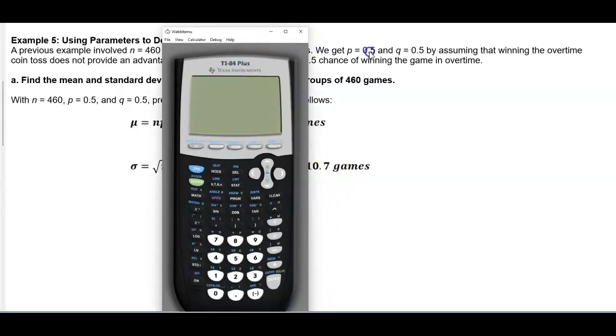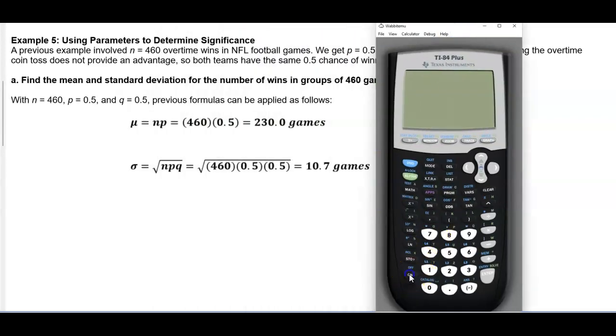Let's just verify that on our calculator. For the first one, we have 460 times 0.5, that gives us 230. And then we're going to take the square root, and in parentheses we put 460, then another parentheses 0.5, and then another parentheses 0.5, and now let's hit enter, and then we get 10.7.